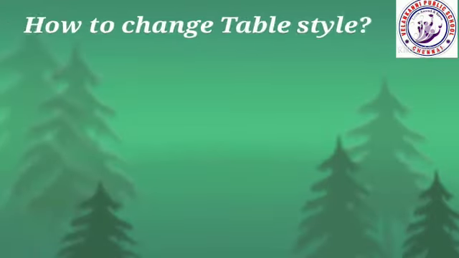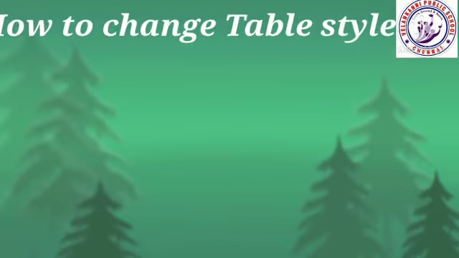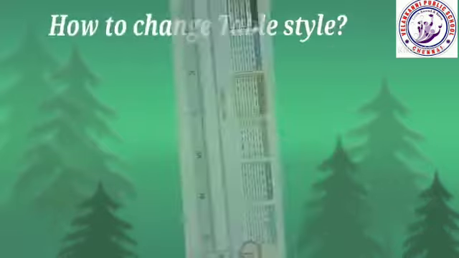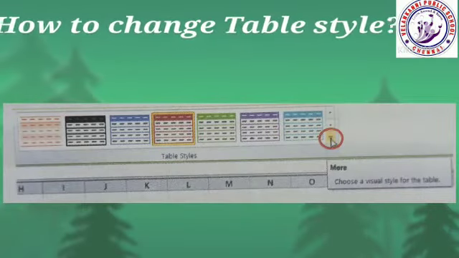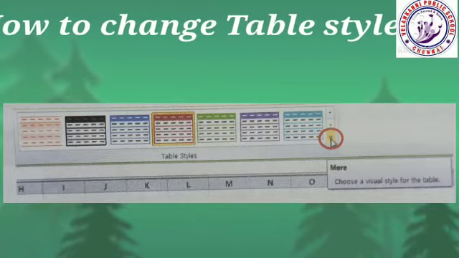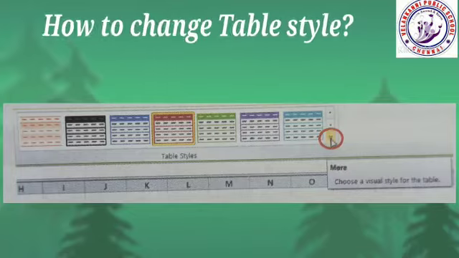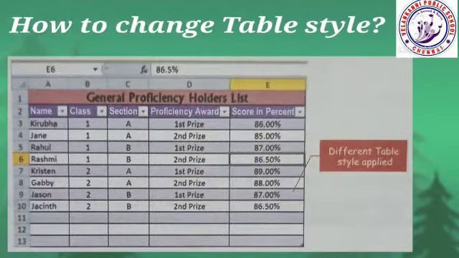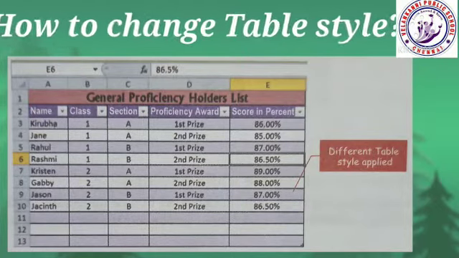Next, we are going to see how to change table style. Step 1. Select any cell in your table. The Design tab will appear. Step 2. Locate the Table Styles group. Click the More drop-down arrow to see all of the table styles. Step 3. Hover the mouse over the various styles to see a live preview. Step 4. Select the desired style. The table style will appear in your worksheet.